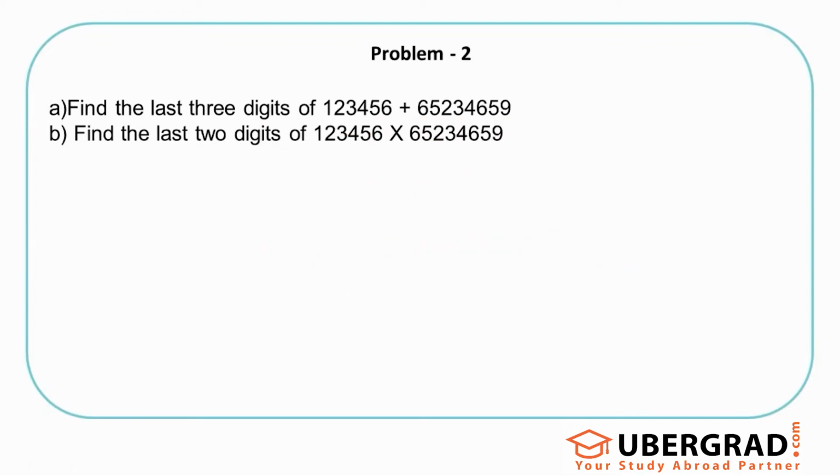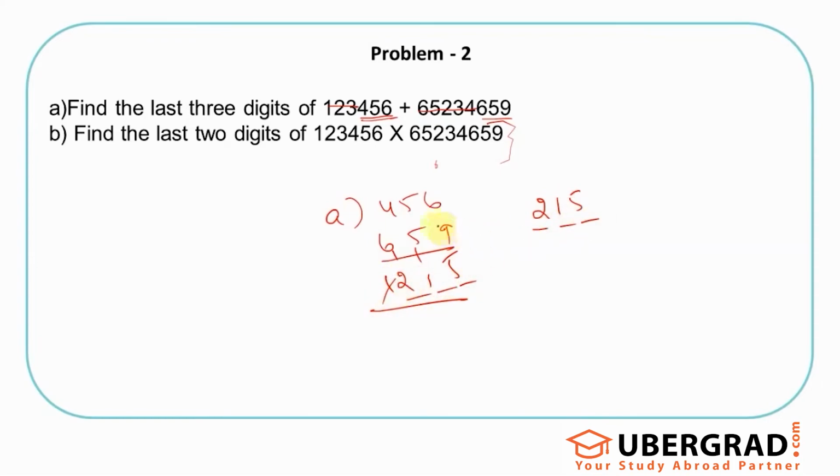Here the question is asking me to find the last three digits of this. I'll ignore everything else and focus only on the last three. So the first question is fundamentally asking me to add 456 and 659. I just have to pick the last three digits. Sorry, I made a mistake: 5 plus 5 is 10 plus 1, 11, so 6 plus 4 is 10 plus 1. The answer is 115.